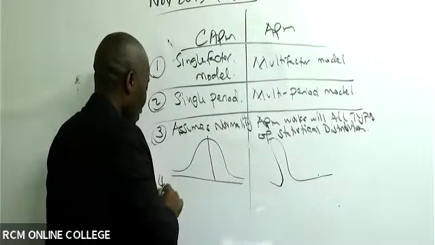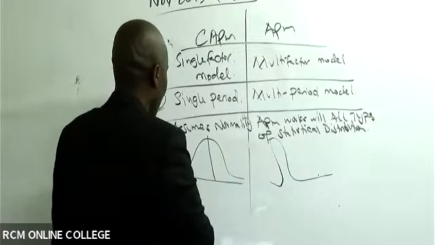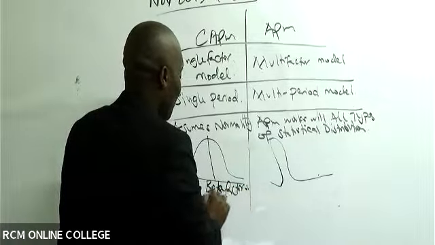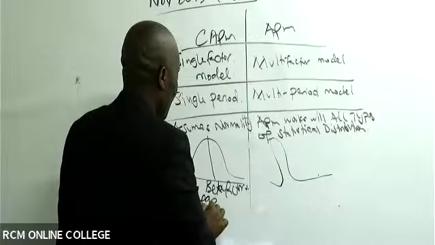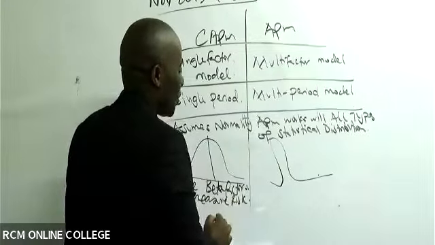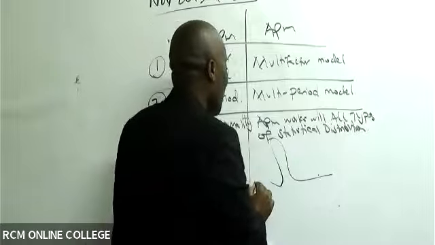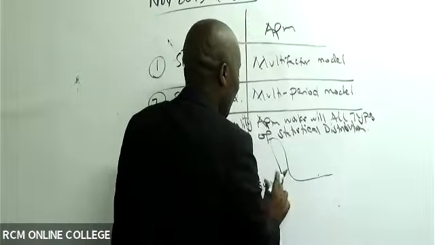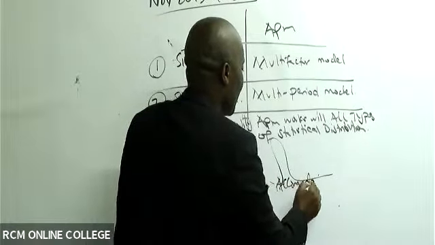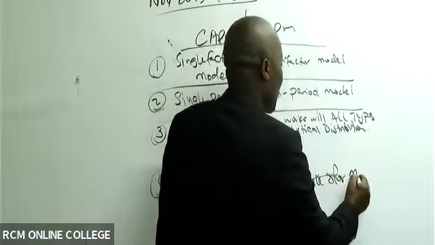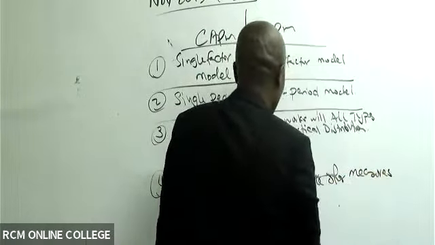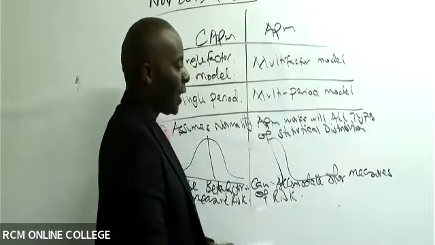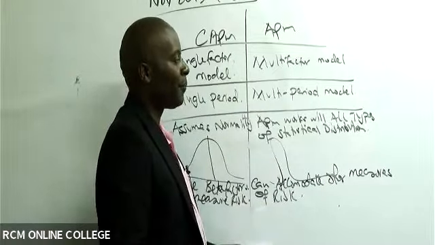Number 4, CAPM uses what here? CAPM uses beta factors, only beta factors to measure risk. APM can accommodate other measures of risk, like standard deviations.